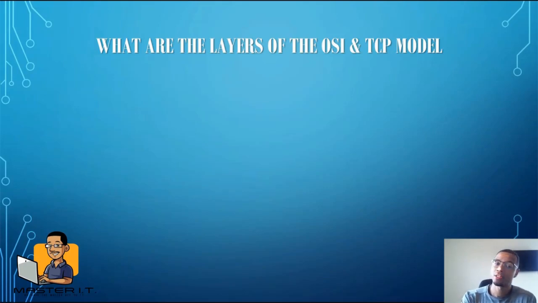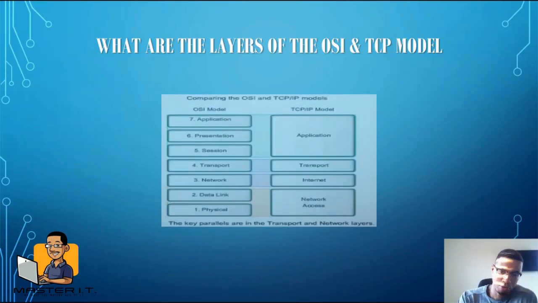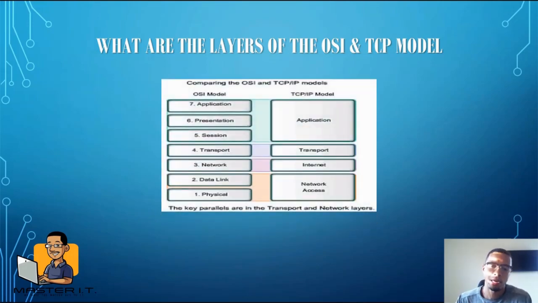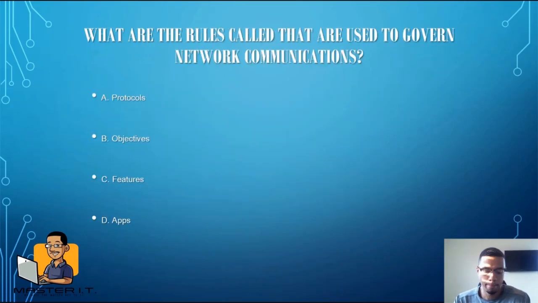All right, what are the layers of the OSI and TCP/IP model? I'm not going to give you any time because you should know this. OSI model on the left, TCP/IP model on the right. We should already know this, be well versed in both models, particularly the model on the left. All right. What are the rules called that are used to govern network communications? What do we think? Perfect. Protocols. Good.